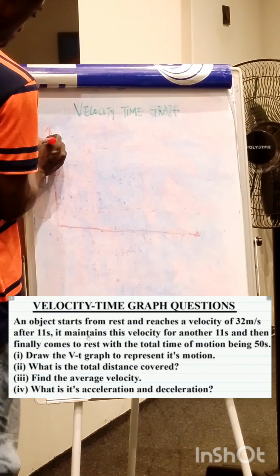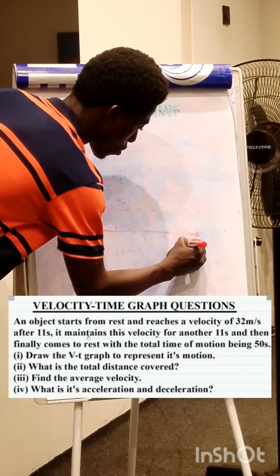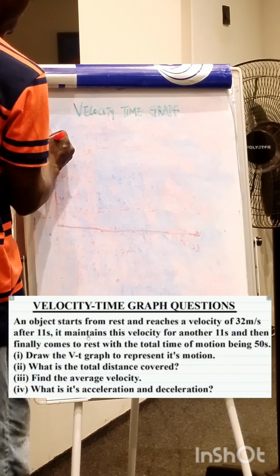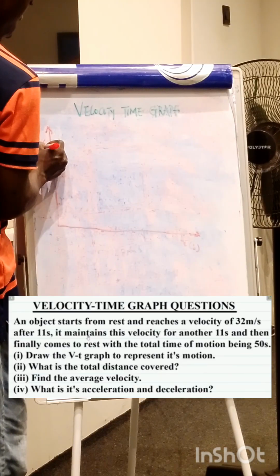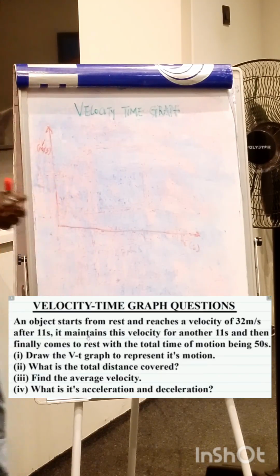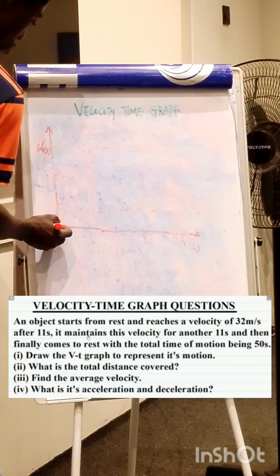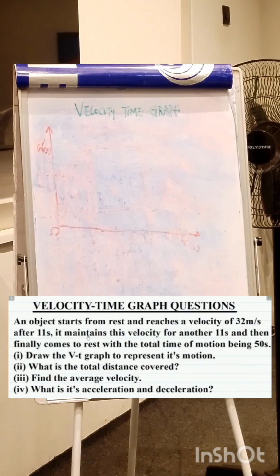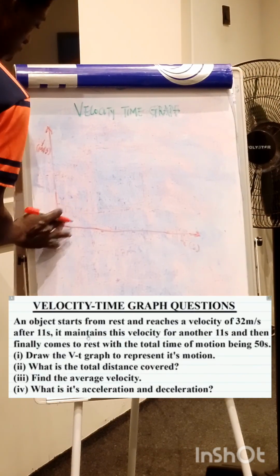So I'm trying to plot our velocity against time. So 10 seconds. My velocity in meters per second. So it said an object starts from rest. So that means the body will start from 0 here. This is 0. So it will now start, that means it starts moving from rest until it reaches a velocity.